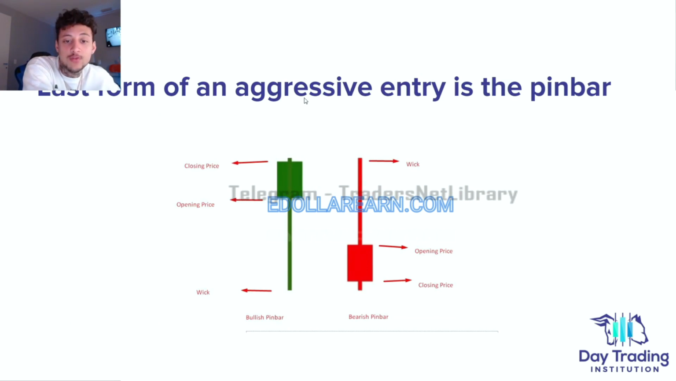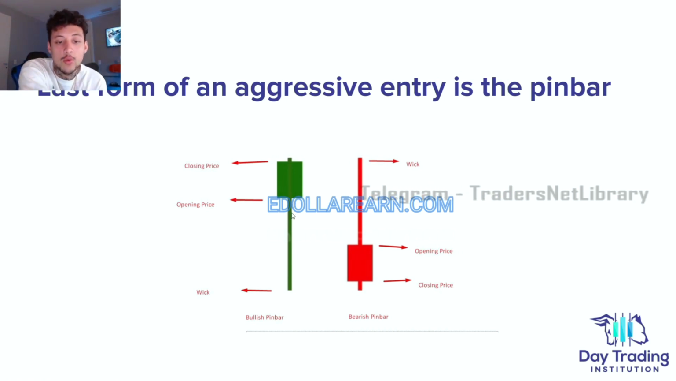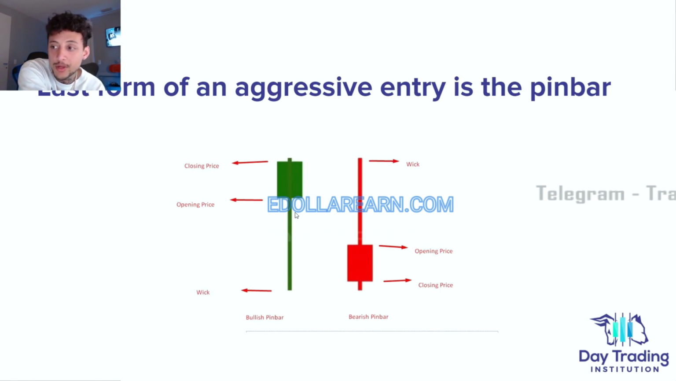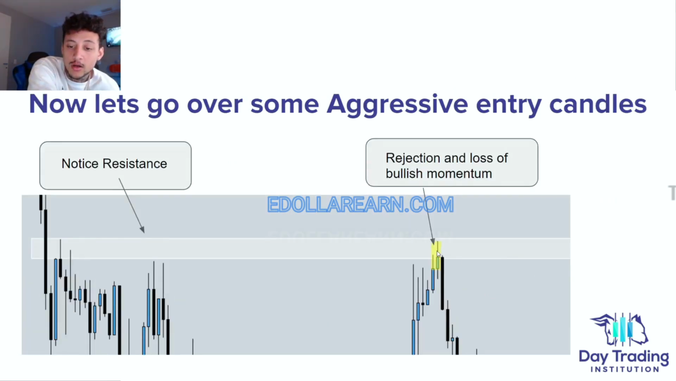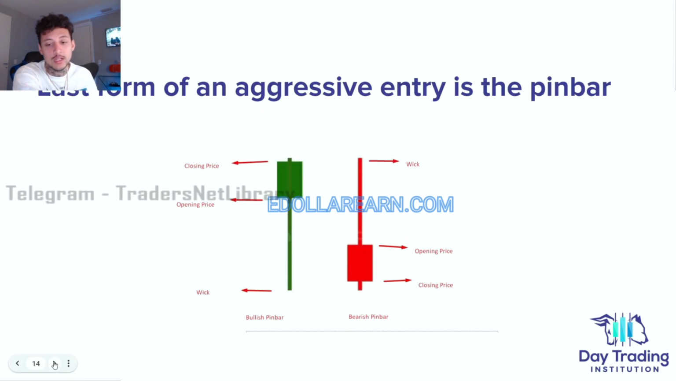Now, this is the last form of the aggressive entry candle, which is going to be considered the pin bar. You can think about a pin bar as almost like a hammer, right? It's a very strong candlestick, but it doesn't have a lot of volume. What it shows us is a big rejection in the opposite direction. That's what we want to see when we take these aggressive entries. So notice here we have a big rejection of resistance, meaning we have a big bullish wick. And here, same thing, rejection of resistance, we have a big bullish wick. Those are going to be our aggressive entry candles.